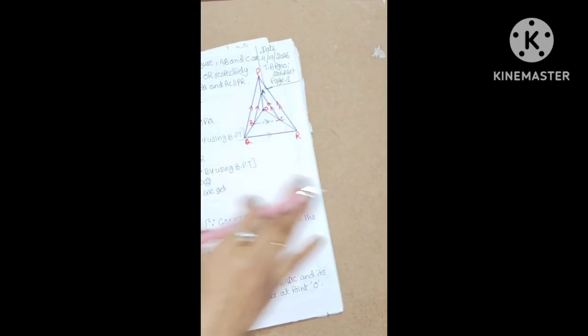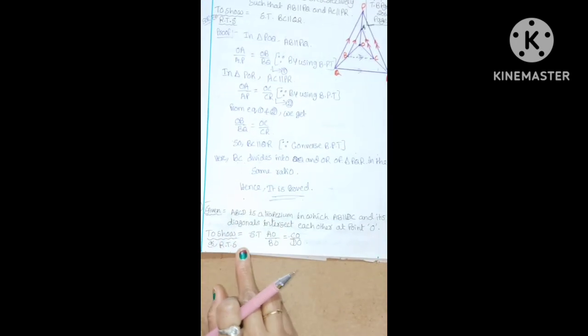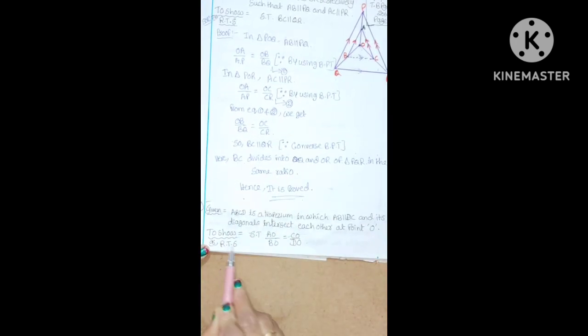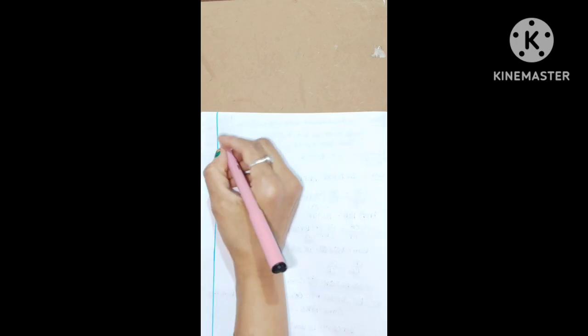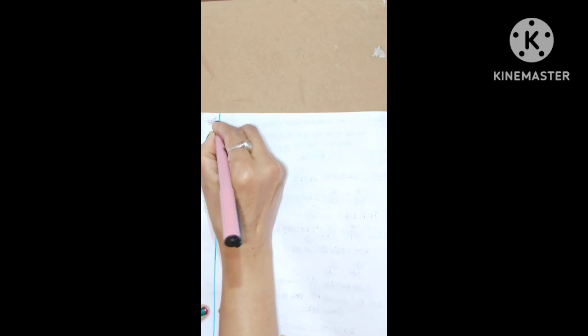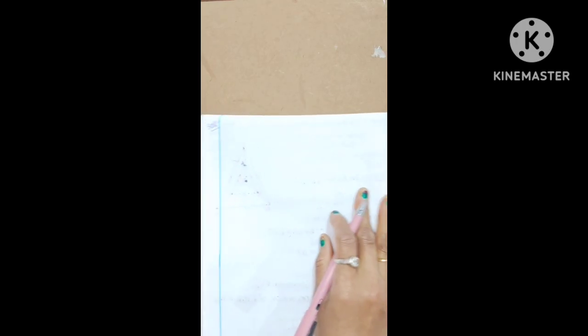What do we have to show? Do you understand? These two ratios are equal. This is the given. This is what is required to show. Show that these two ratios are equal. We have to show this one. Let the solution start. And next, proof.